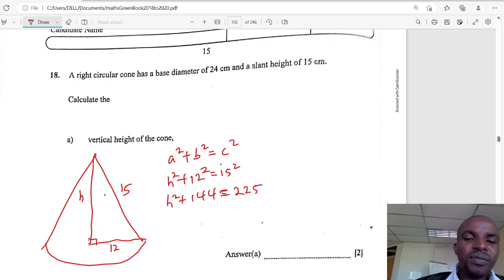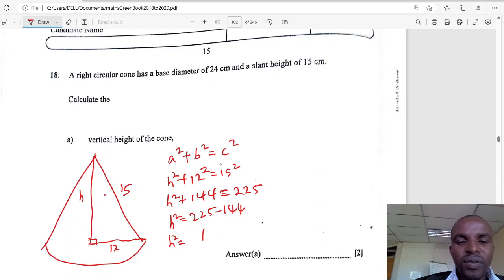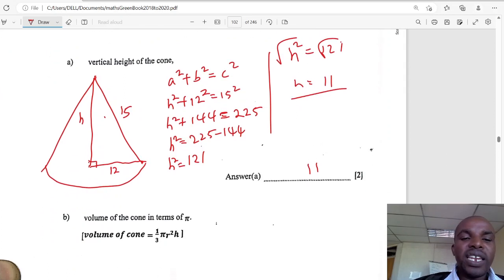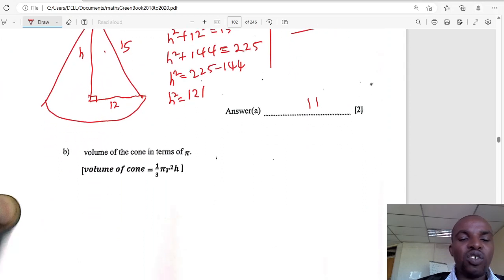225. Like this. Then h squared is equal to 225 minus 144. Then it will be 121. So h squared is equal to 121. You put the square root on both sides, and you get h is equal to the square root of 121, which is 11. Done.